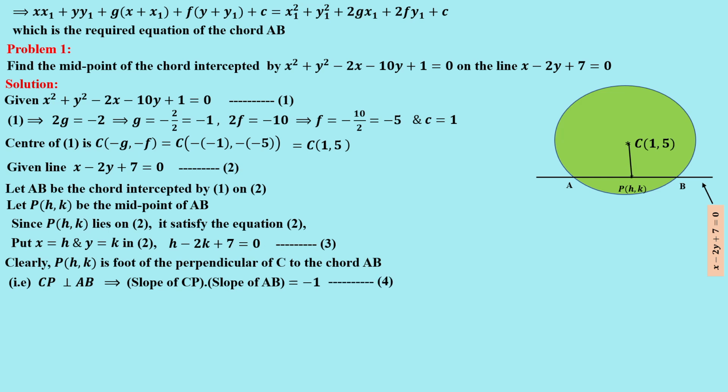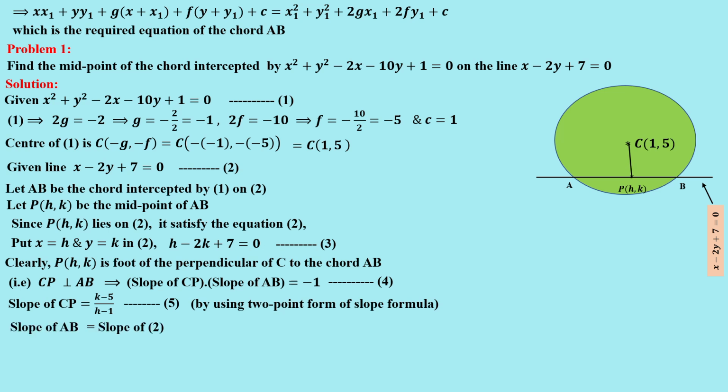So slope of CP into slope of AB is equal to minus 1. If two lines are perpendicular, the product of their slopes is equal to minus 1. That is equation number 4. Now slope of CP, we are using the two-point formula, y2 minus y1 by x2 minus x1, that is k minus 5 divided by h minus 1. So here x2, y2 is (h, k) and x1, y1 is (1, 5), right? That is equation number 5.